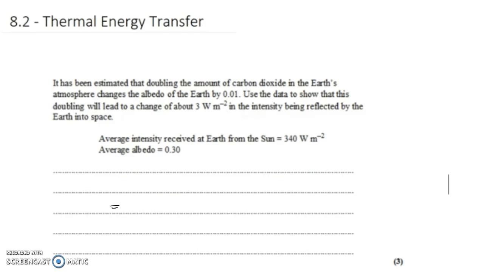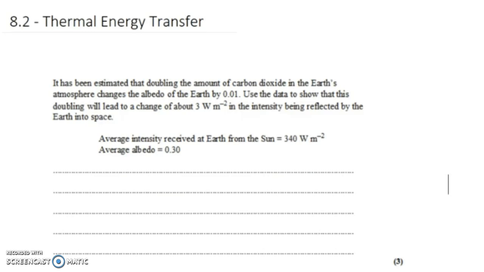The average intensity received by Earth from the Sun is 340 watts per meter squared, and the average albedo is 0.30. Albedo is the fraction of energy received by a surface that gets reflected. The mirror, because you can see yourself completely, has almost 100% albedo, which would make sense. On the other hand, the Earth has about 30%, because 30% of energy received from the Sun is reflected and not absorbed. So albedo is basically just looking at reflecting power.